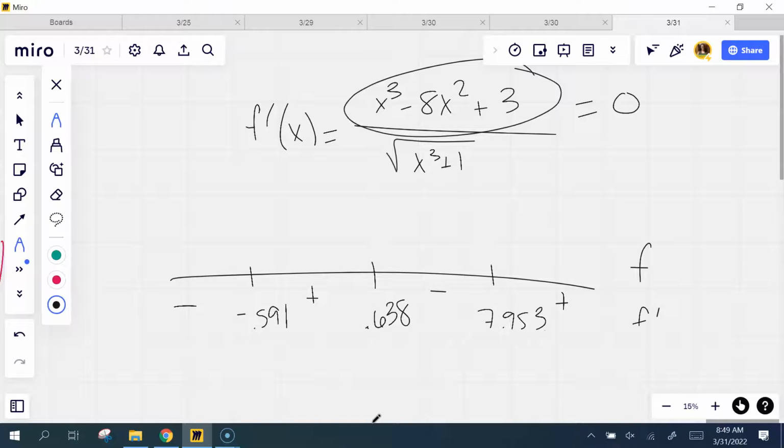The derivative changes from positive to negative at this point. I thought about it. I think I need to get a little bit sharper on some of my skills.